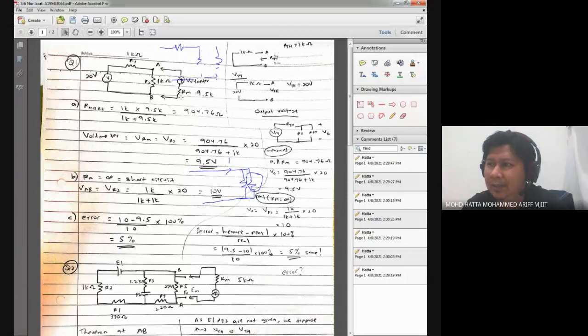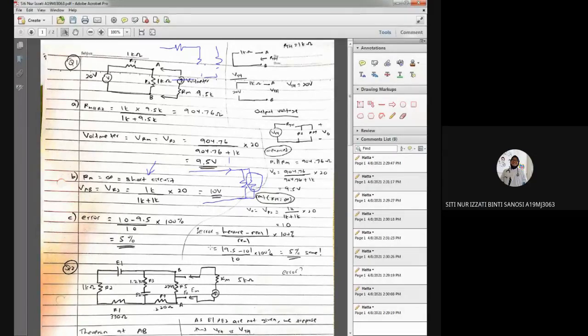This can be neglected. And what happened is that we only have these two resistors connected in series, and you can easily get the value of VAB using this voltage divider rule. Yes, the answer over here is correct, but the concept that you assume over here, I believe, has a bit of a problem. Okay, Izati?